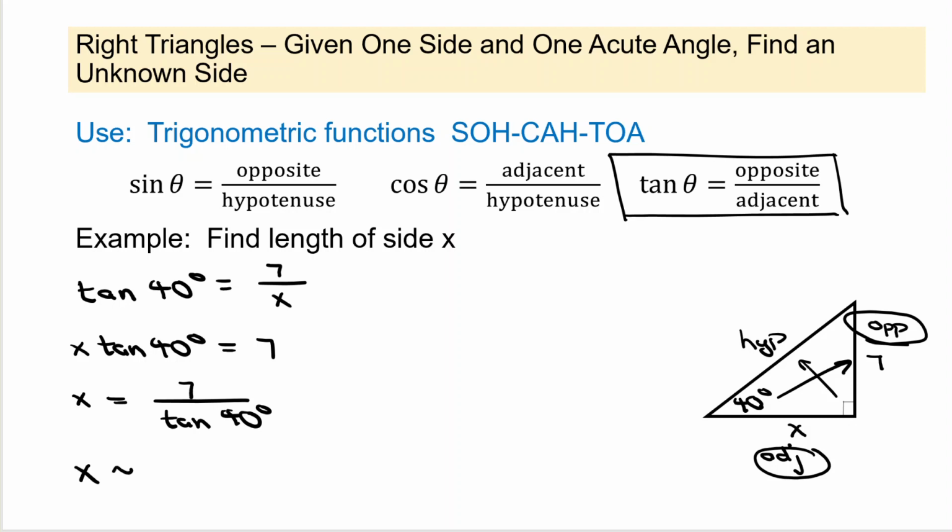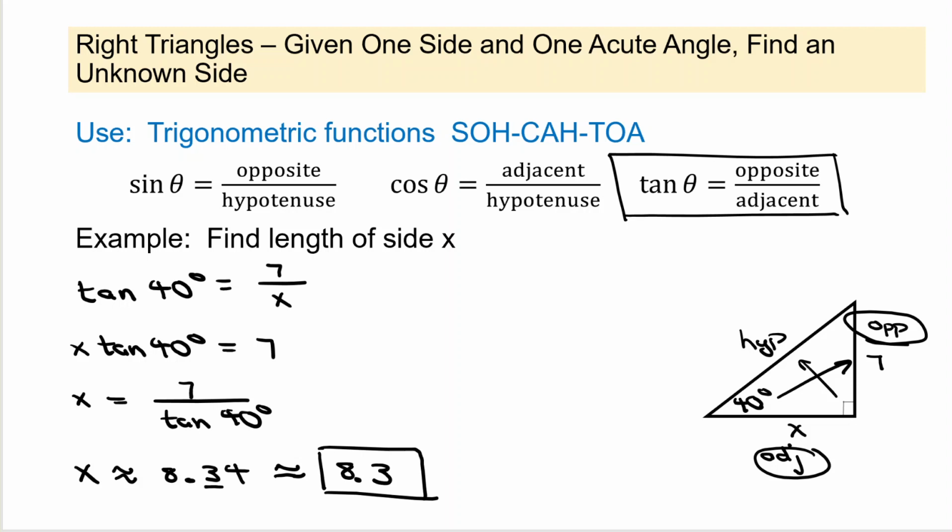So I'll write x is approximately equal to 8.34, one more than the number of decimal places I want. Look to the right. That's not 5 or greater, so I don't round up. So my answer is 8.3, rounded to one decimal place. Okay?